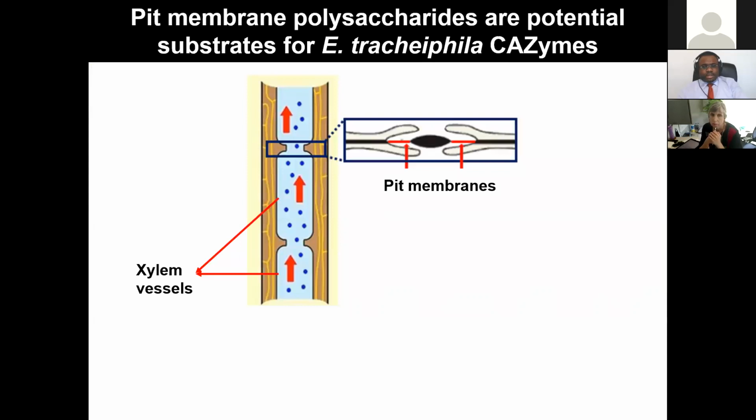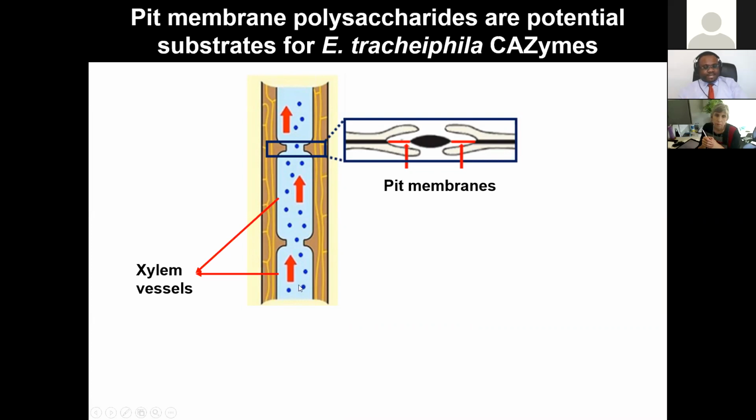CAZymes are the carbohydrate active enzymes. They are responsible for the synthesis and breakdown of polysaccharides, especially from bacteria. These bacterial CAZymes can break down these polysaccharides. So as a xylem-inhabiting bacterium, the intervessel movement of Erwinia tracheiphila requires passage through the pit membrane, and polysaccharides present in the pit membranes are therefore potential substrates for carbohydrate active enzymes.